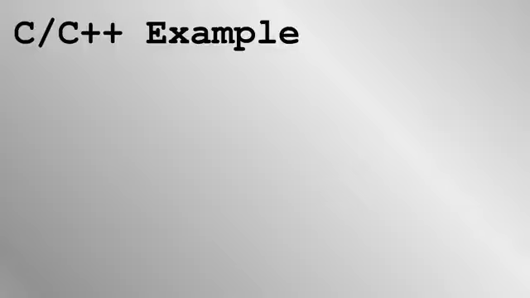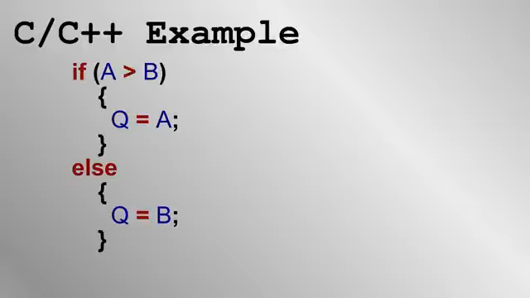For example, this is a bit of code in the C or C++ language. This code is readable by humans. If A is greater than B, set Q to be A. Otherwise, when B is greater or equal to A, set Q to be B. In other words, the number Q will end up with whichever number is larger out of A or B. This is easy to understand for the programmer and anyone who tries to read it.